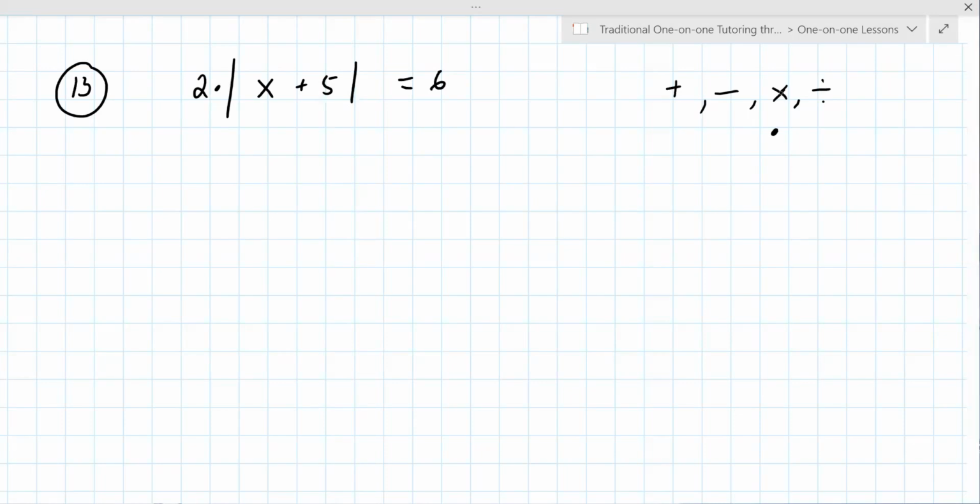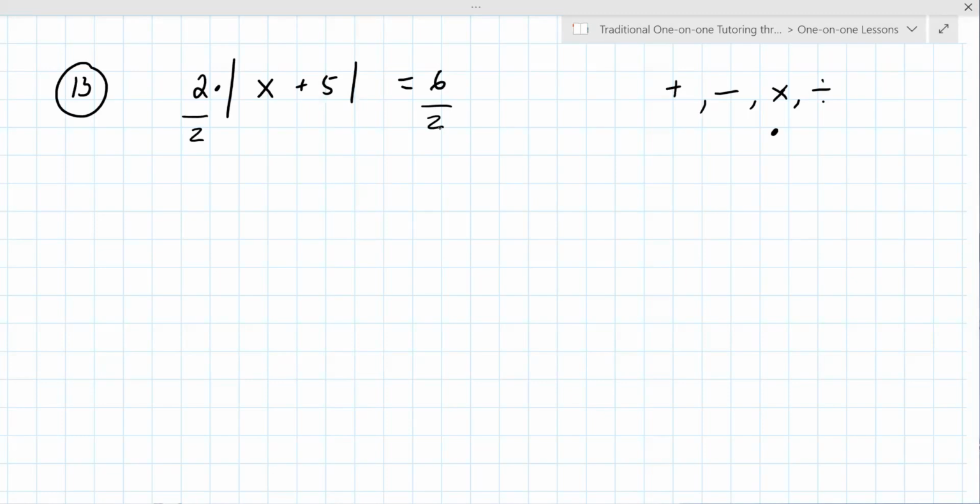So what I'm trying to get you to do is to say that 2 is multiplying the absolute value of x plus 5. Because then I'm going to ask you, well, how do you undo multiplication? You undo multiplication with division. That's why I'm asking these questions, because the question leads to another question, which leads to an action or a thought.